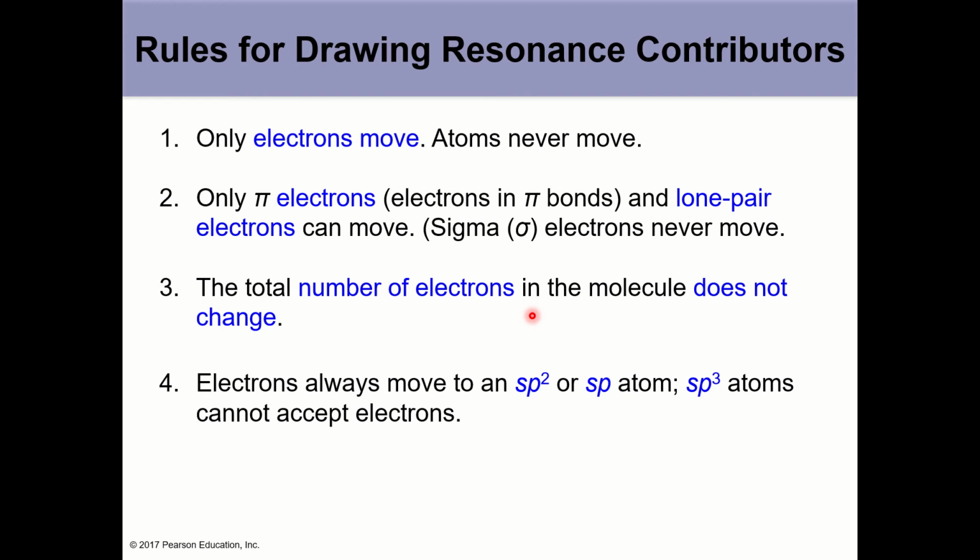And electrons always move to an sp2 or an sp atom. sp3 atoms can never accept electrons for resonance structures.